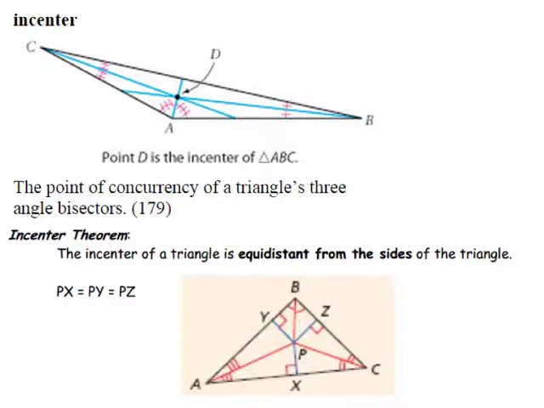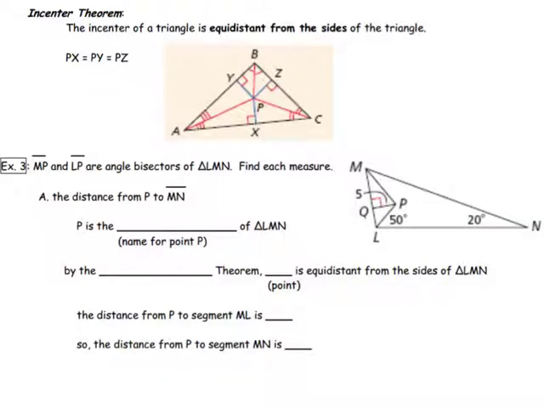So here's the incenter. This is the point of concurrency where the three angle bisectors meet. Now the incenter theorem is a little bit different. It's equidistant from the sides. Perpendicular bisector was the vertices. So PX equals PY, which equals PZ. Let's try out a few examples.